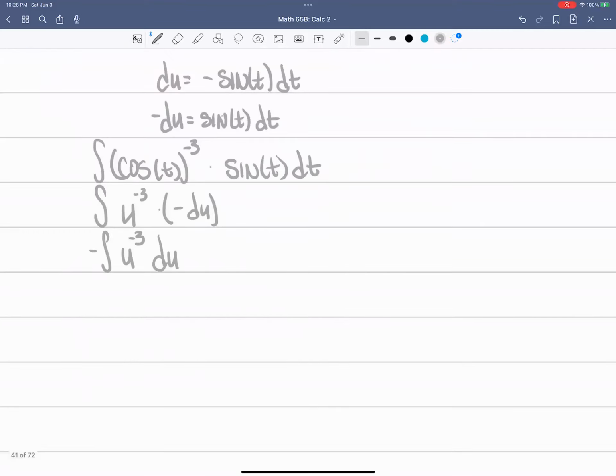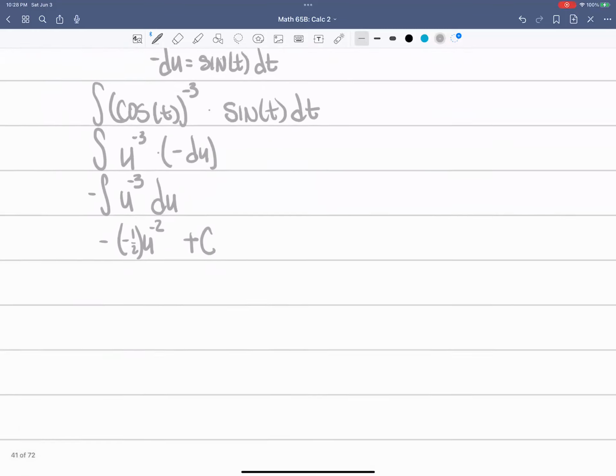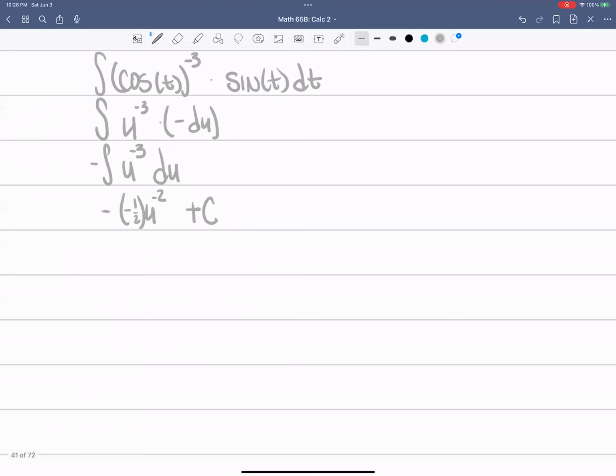Super easy to integrate. So we have that negative. We have that u to the -2, multiplied by the reciprocal, which is a -1/2. Add c, so plus c, because we know that there might be a constant that we differentiated out. So 1/2 u to the -2 plus c.